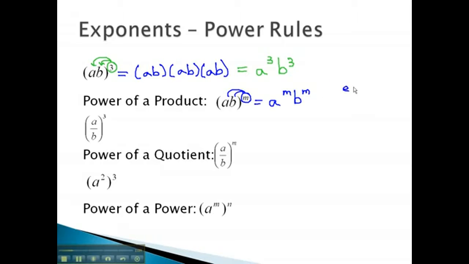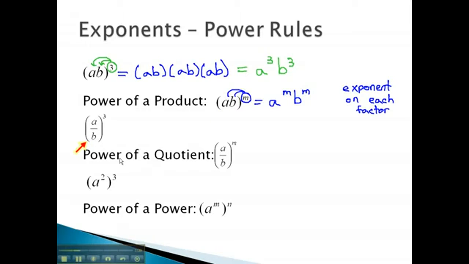We put the exponent on each factor. It is important to note that this property only works if inside the parentheses the factors are multiplied. It does not work if we have terms that are added together.